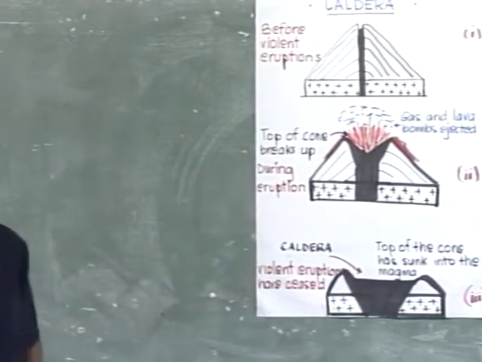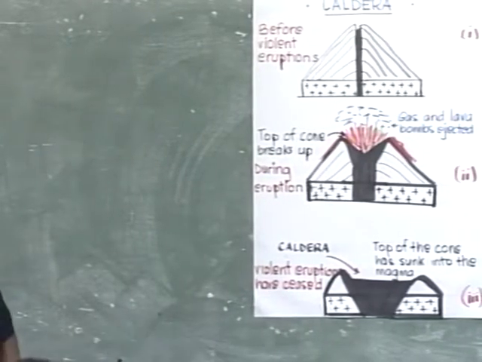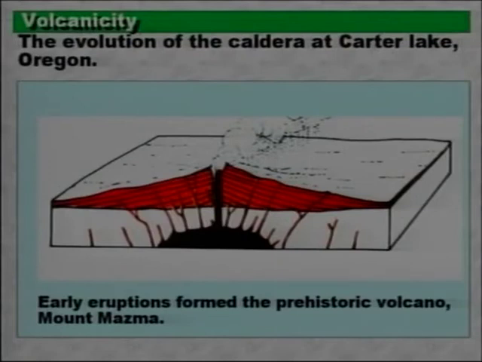We look at the information from the monitor on the evolution of the caldera at Crater Lake, Oregon, United States or USA, that is. Early eruptions from the prehistoric volcano, Mount Mazama.